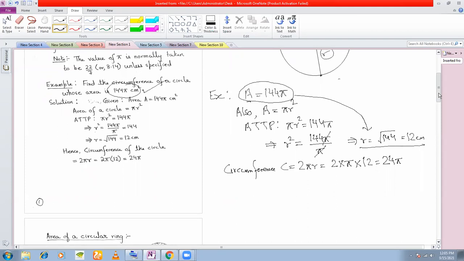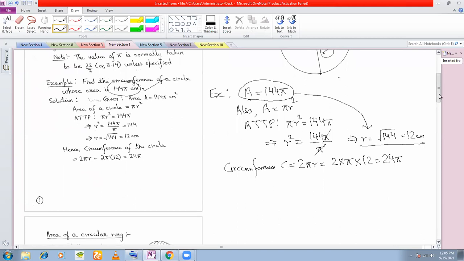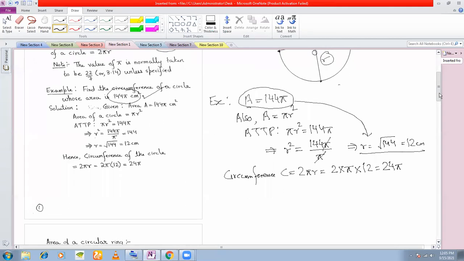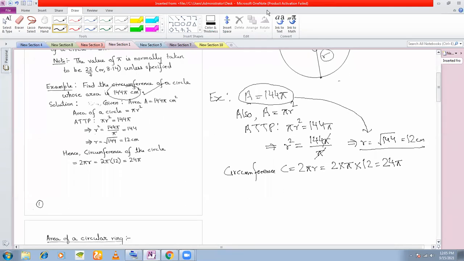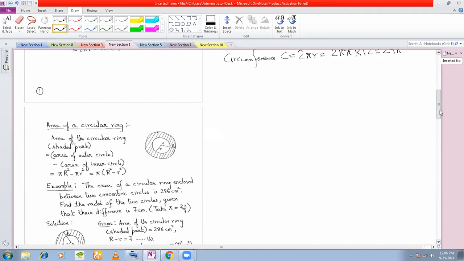Yes, if circumference is given, can you calculate the area of a circle? My question to you. If circumference is given, can you calculate the area of a circle? Yes, sir. How? You will first find out the radius. From the circumference, you will first find out the radius. And then once you calculate the radius, you can find out the area. Okay, so that is it.